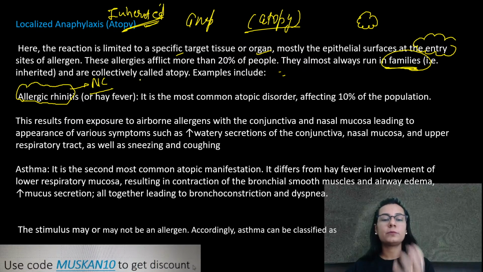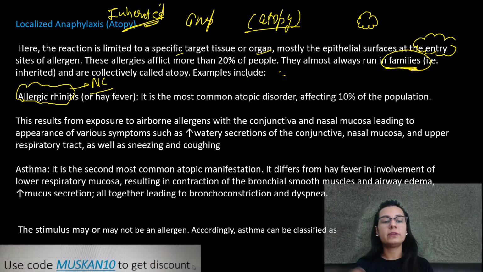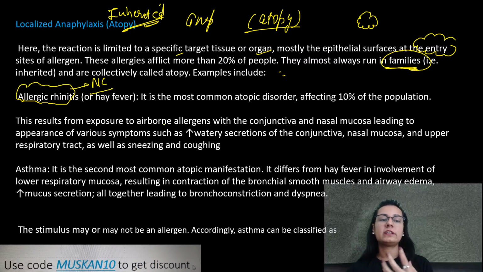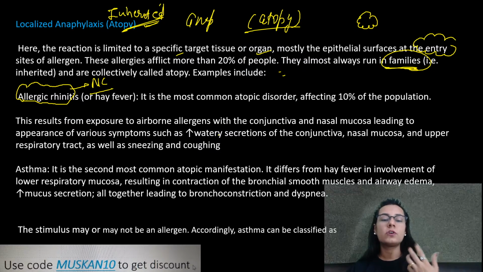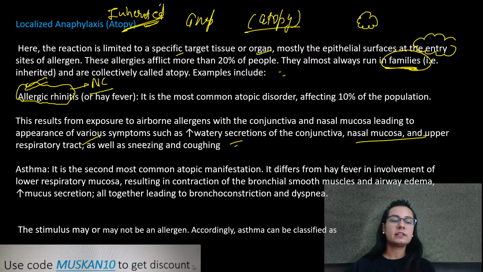This results from the exposure of any airborne allergen with the conjunctiva and the nasal mucosa, leading to symptoms such as watery secretion. I guess allergic rhinitis तो हर किसी को हो जाता है. Most people that I've seen around, क्योंकि सफाई भी करे तो उनकी नाक बहने लग जाती है, watery eyes आते हैं. So the airborne allergen increases the watery secretions of the conjunctiva, nasal mucosa and upper respiratory tract, as well as continuous sneezing and coughing. So allergic rhinitis, that is the most common.